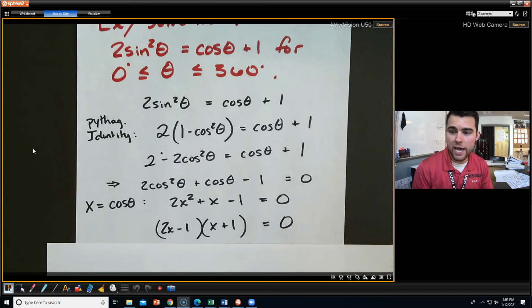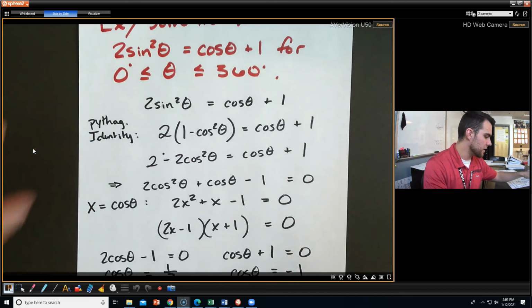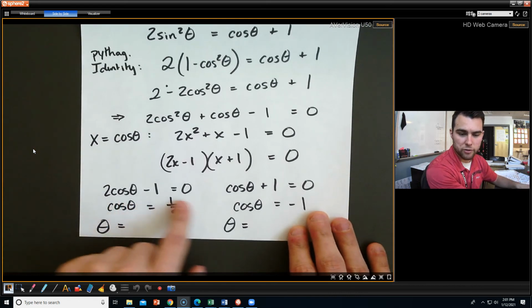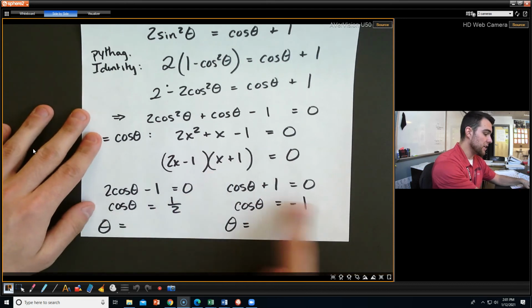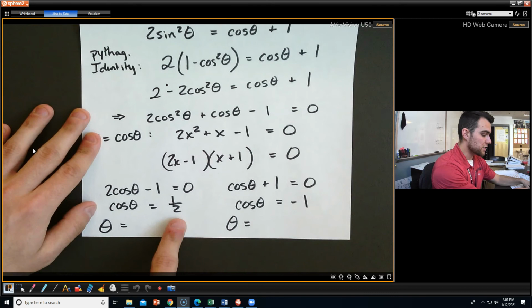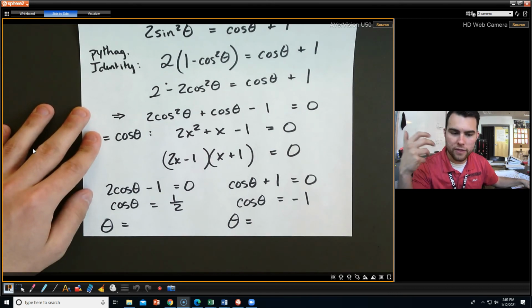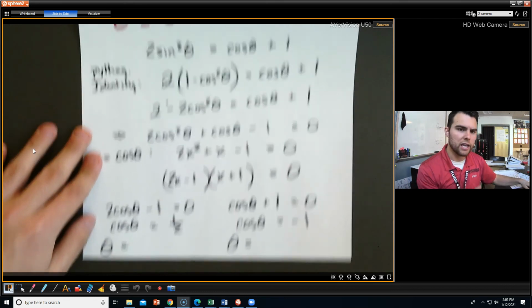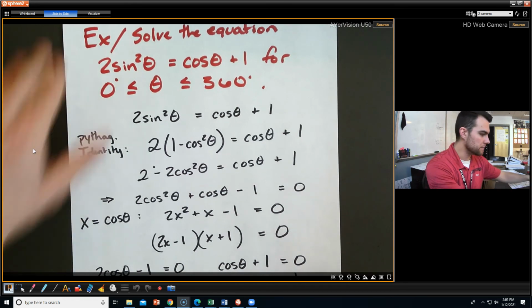And now, instead of x, remember, x is cosine theta. So that's what I'm going to replace it back with, okay? And I'm going to get 2 cosine theta minus 1 equals 0, and now cosine theta plus 1 equals 0. After I rearrange some stuff, this is what I end up getting. Now, it comes down to, all right, what angle for theta makes this true, right? Or what angles? And what angles between 0 and 360 degrees? That's all we're looking for.